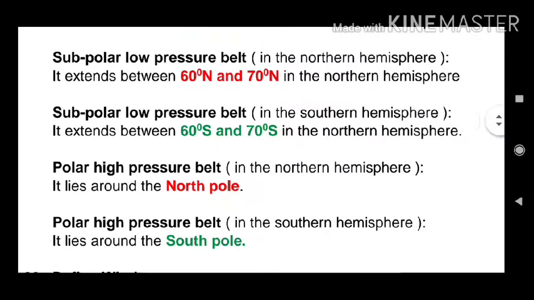Then comes polar high pressure belt. It is located in the northern hemisphere. It lies around the North Pole. Again, polar high pressure belt. In the southern hemisphere, it lies around the South Pole.